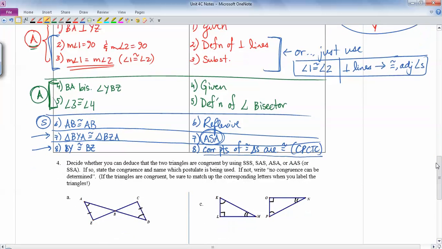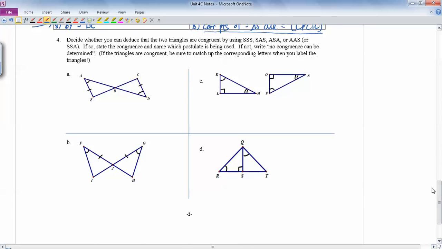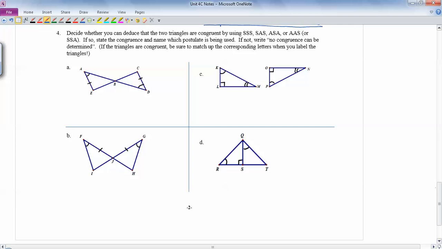Okay, let's look at 4. So 4 is kind of like doing these mini proofs here. So the goal is just to figure out, are the triangles congruent because of one of those 4 reasons that are listed here. So let's take a look at what we can do. So this one right here, we already have two sides matched up. We already have a pair of angles matched up right there.